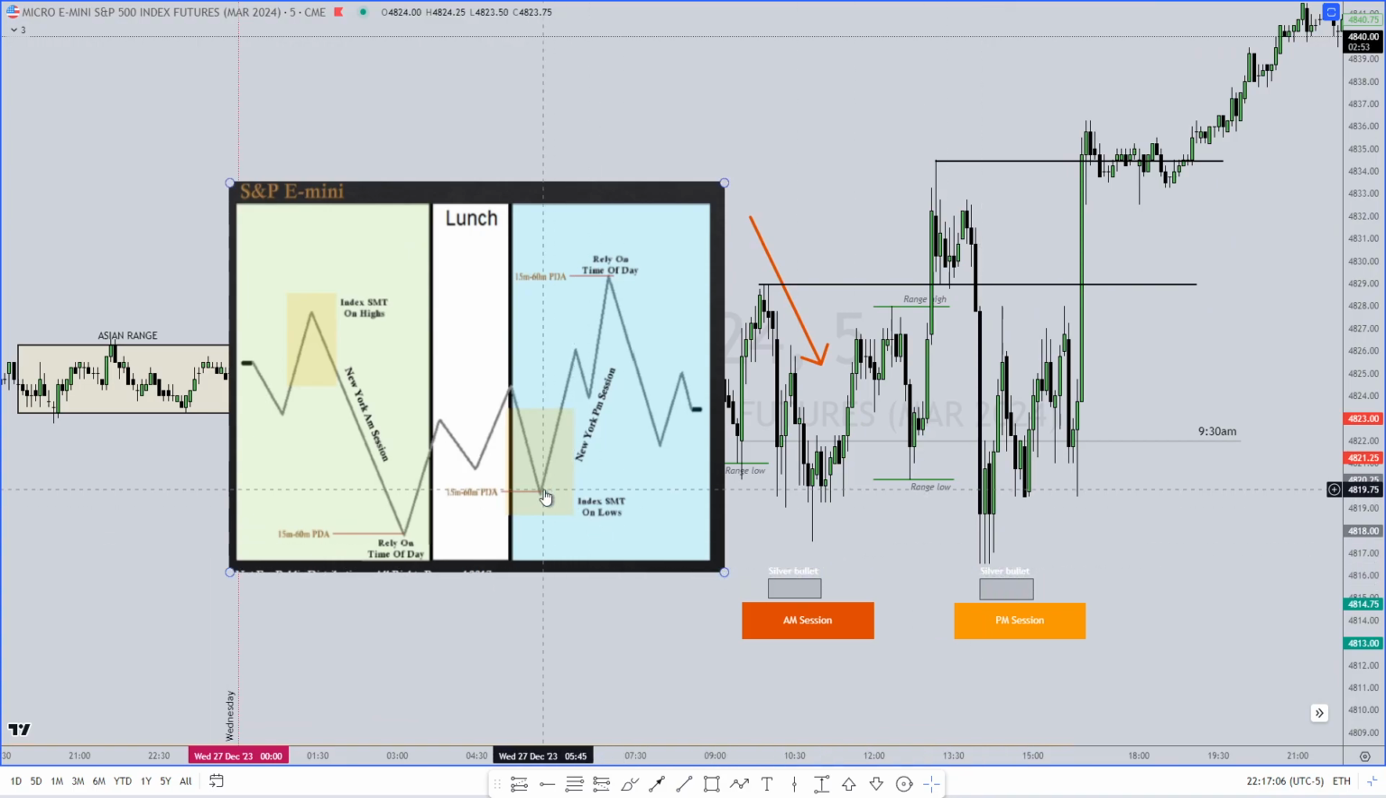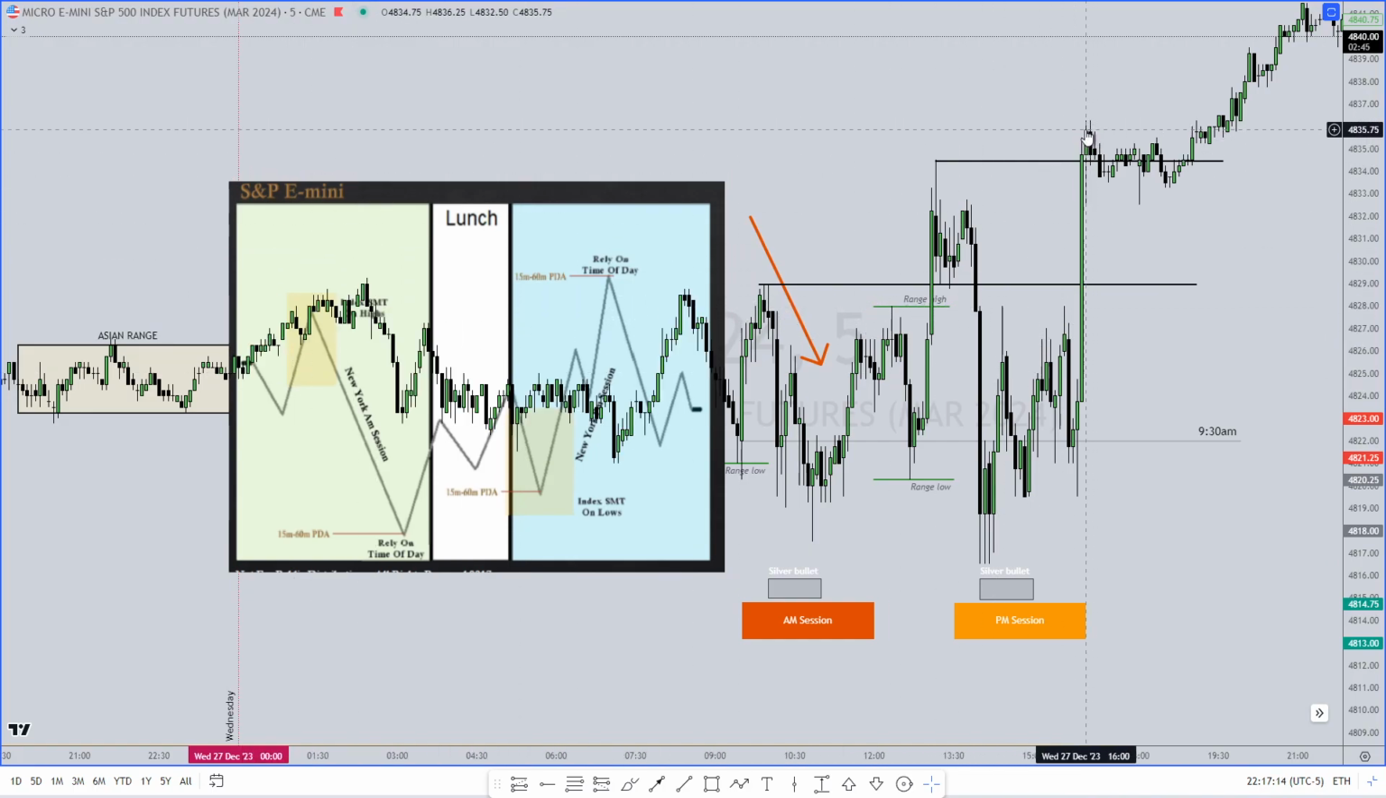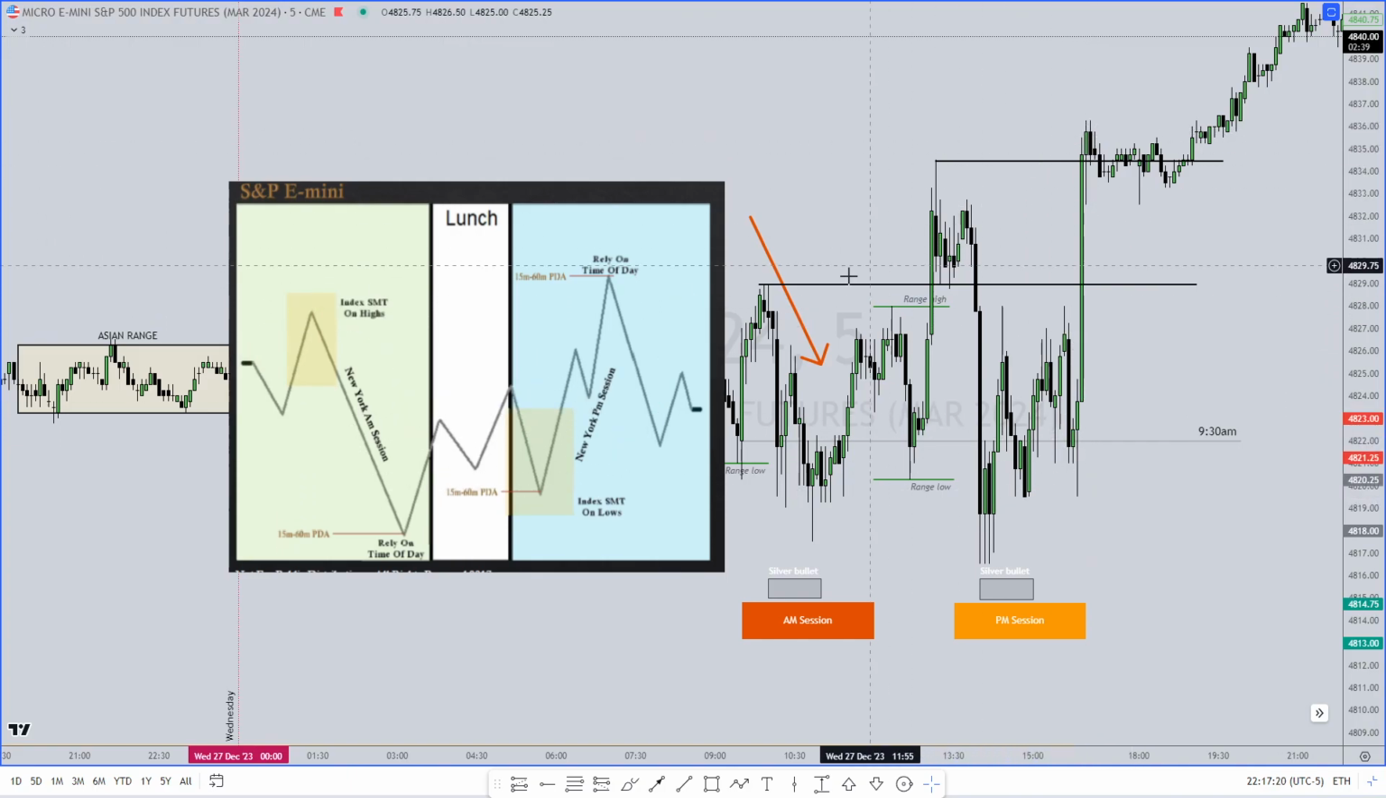So that price movement in the PM is expected to clear both the lunch high and the AM high, and that's what we get right here at 4 o'clock. So price makes that aggressive run clearing both, and that's why it's saying rely on time of day. Is it going to be coming in your final hour push? Is it going to come at the 2:30 rally?